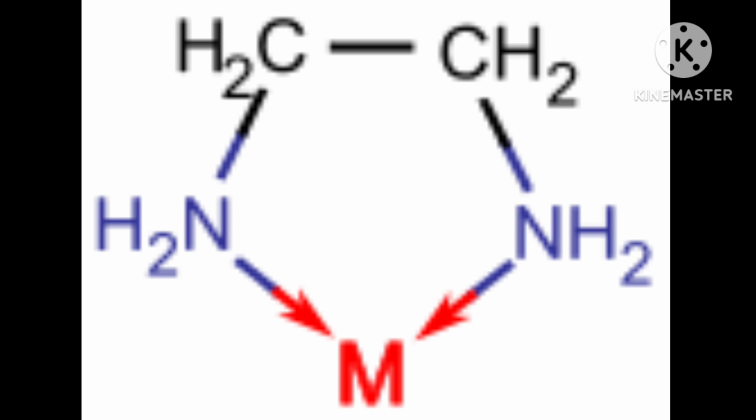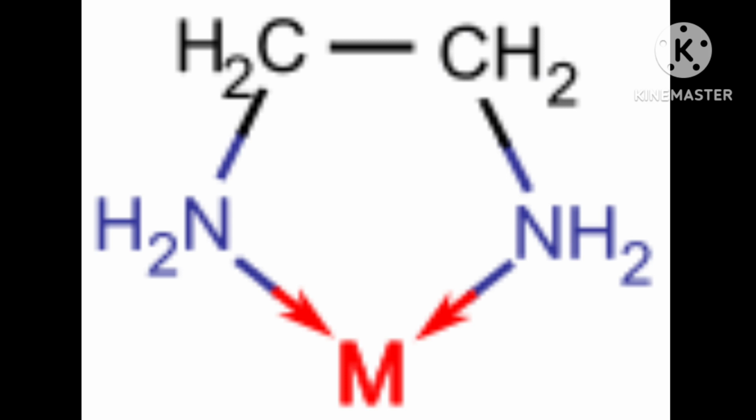Similarly, Fe CN whole 6 in bracket, outside 3 minus. Here 6 cyanides are attached to the ferric ion. Then the iron ion is called the central ion. You have seen in these examples nickel 2 plus, cobalt 3 plus and Fe 3 plus. These are called central atoms or ions, and these are also called Lewis acids.